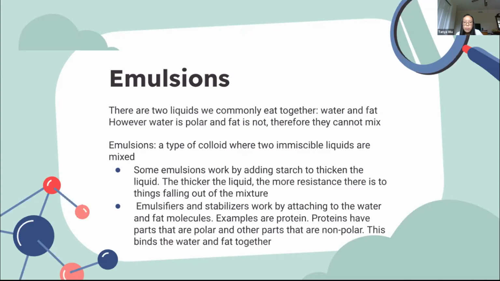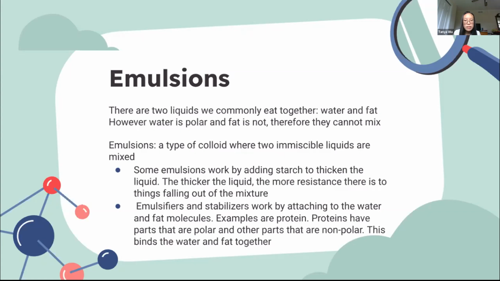Some emulsions work by adding starch to thicken the liquid. I'm speaking in the context of food. The thicker the liquid, the more resistance there is to things falling out. So if you put a lot of starch in the gravy, then it's a lot thicker, so it's a lot harder for that fat to fall out of the emulsion. But some people don't consider those real emulsions since they're not chemically bound. Some people say that to be considered an emulsion, you need an emulsifier.